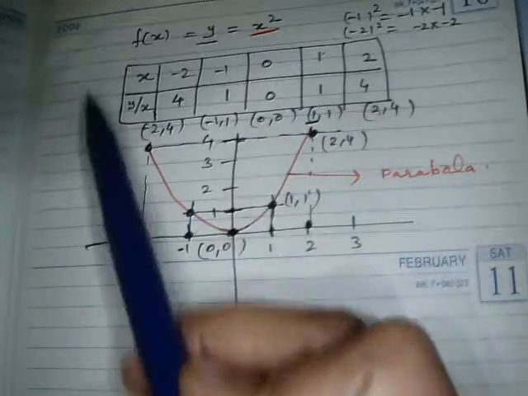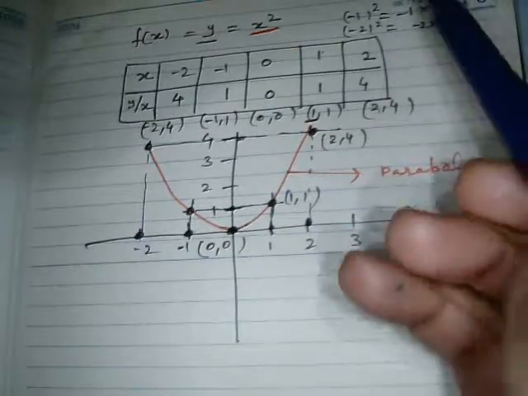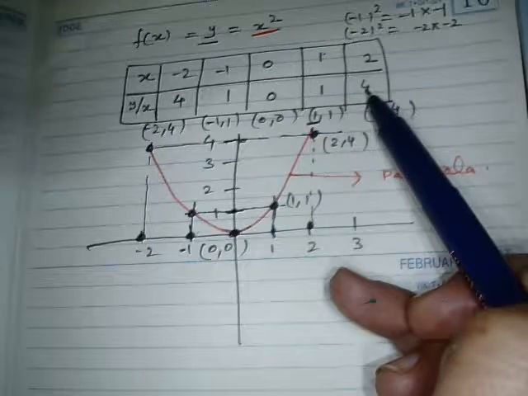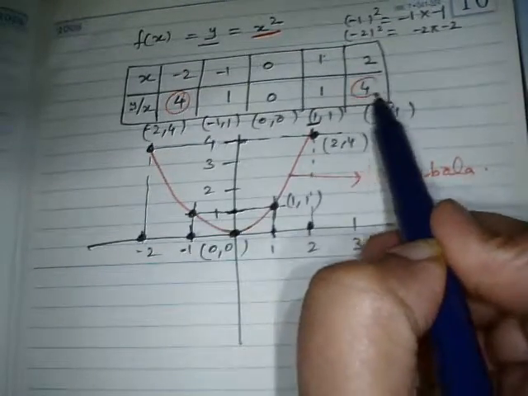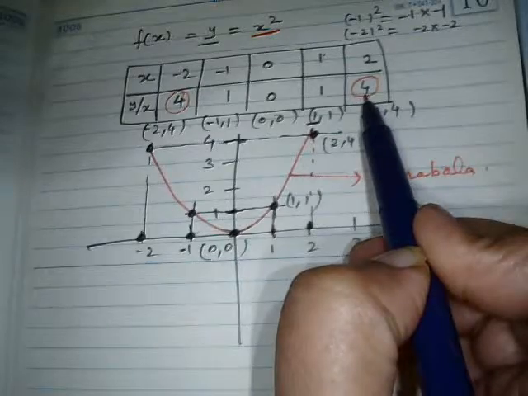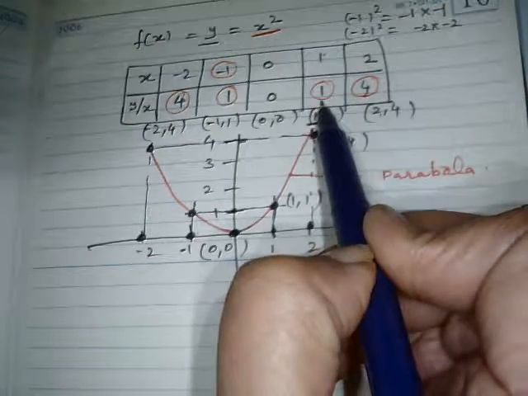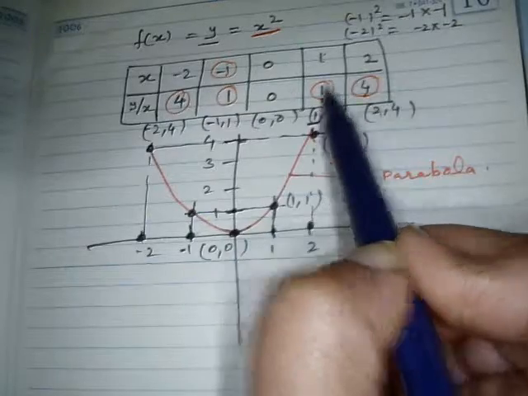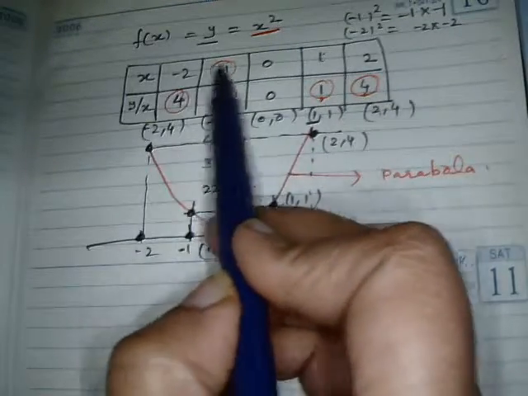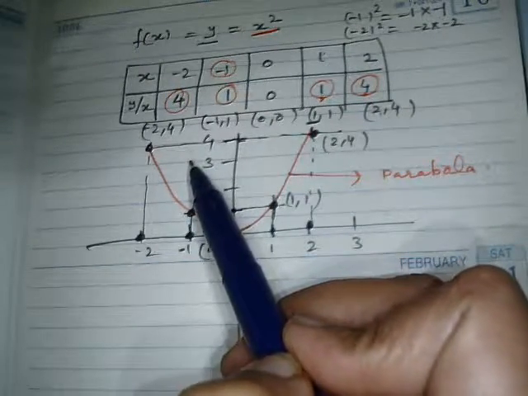Here what you can observe: on 2 it is returning 4, on -1 it is returning 1, on -2 it is returning 4. So on -2 and +2 it is returning the same y value. On -1 it is returning 1, on +1 it is returning 1. So on different x it is returning the same value. So when x values are different but y values we are getting the same, in that case also it could be a function.